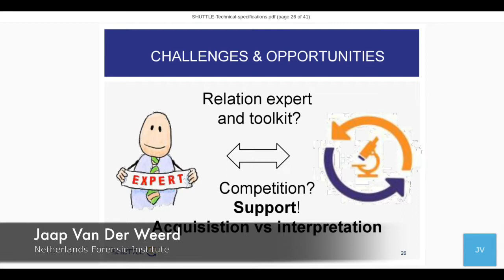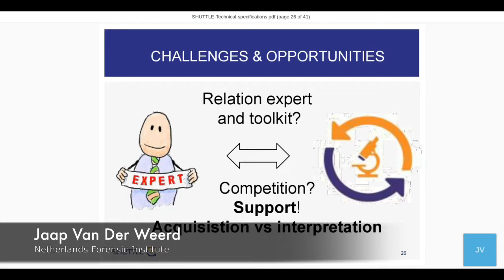What is important here is the acquisition versus interpretation. I told you about acquisition, the camera stuff, and the interpretation, the image processing stuff. In an expert, those two systems, acquisition (seeing) and interpretation (understanding), are all combined within the brain and the eyes of the expert. With a toolkit, with automation, those two can be separated. And that's very important. The automated microscope might be situated somewhere in a police laboratory, very far away from the expert.